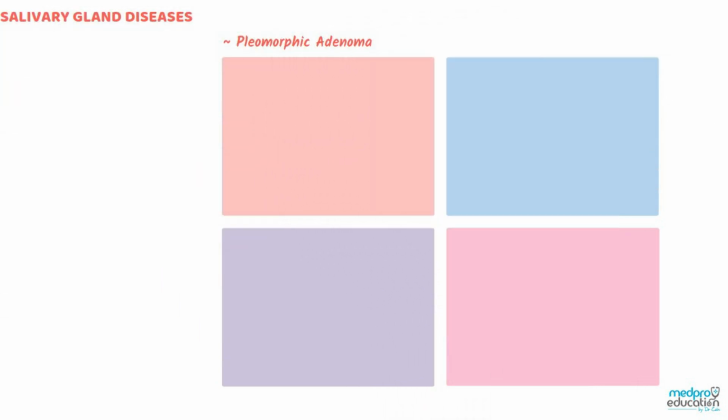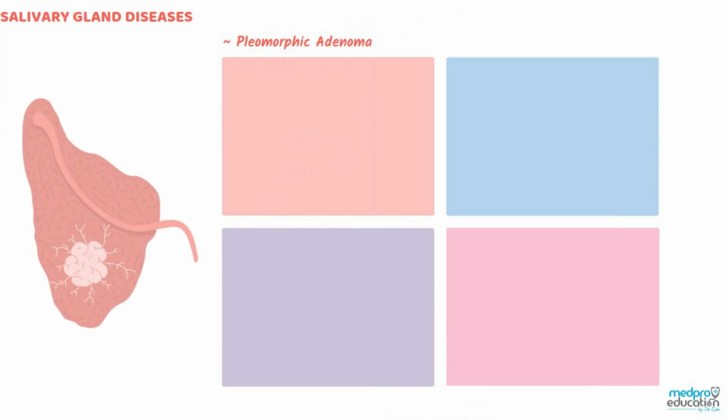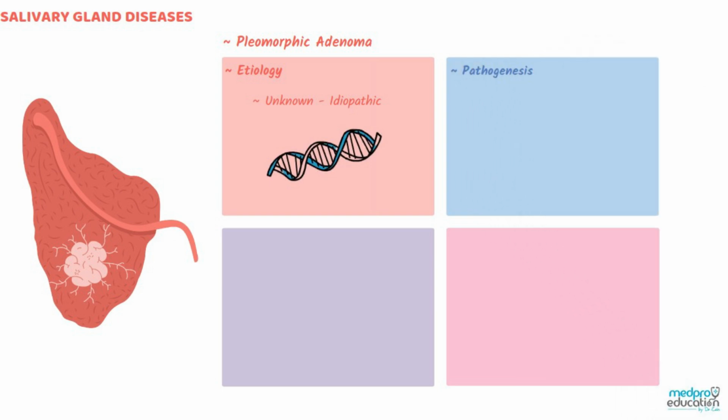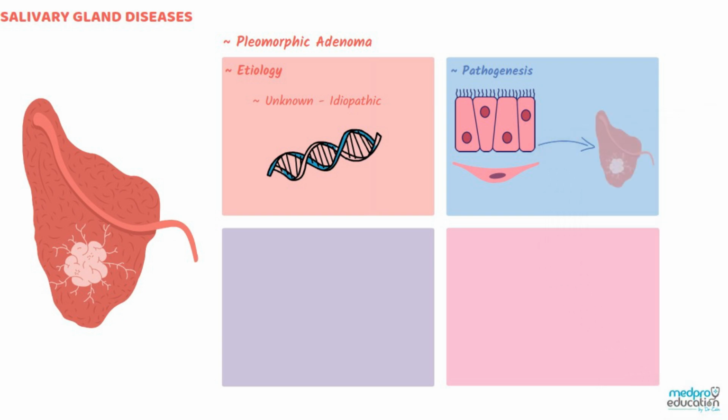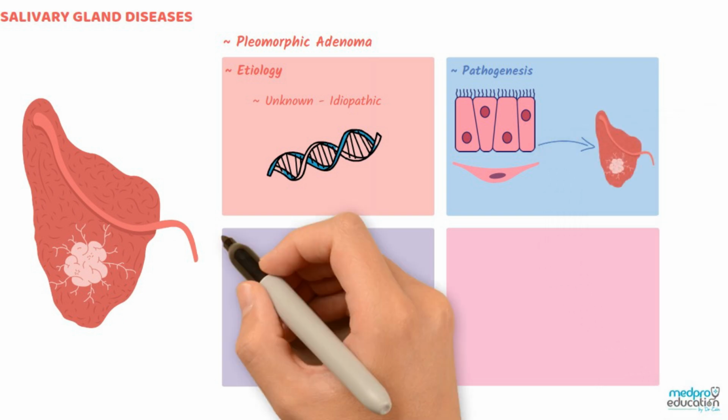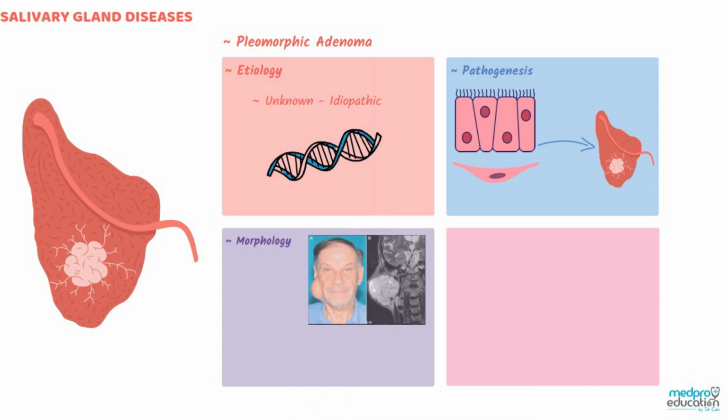Next disease is pleomorphic adenoma, the most common benign tumor of parotid gland. Etiology: the cause is largely unknown, idiopathic, but certain genetic rearrangements are commonly involved. Pathogenesis: it arises from a proliferation of both ductal, epithelial and myoepithelial cells, which together produce a mixed stromal component, like cartilage. Morphology: grossly a firm, mobile, well-circumscribed mass.